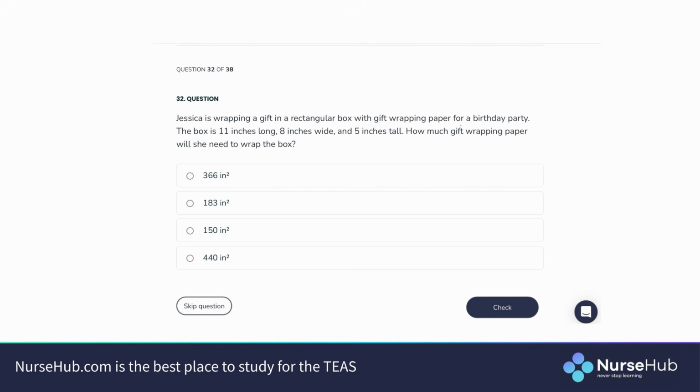Question 32. Jessica is wrapping a gift in a rectangular box with gift wrapping paper for a birthday party. The box is 11 inches long, 8 inches wide, and 5 inches tall. How much gift wrapping paper will she need to wrap the box?